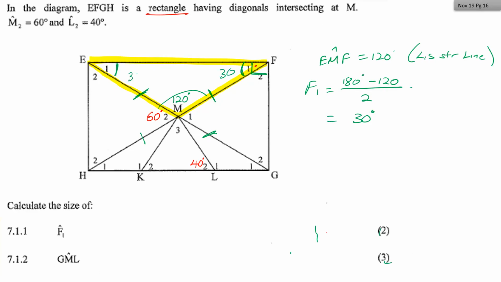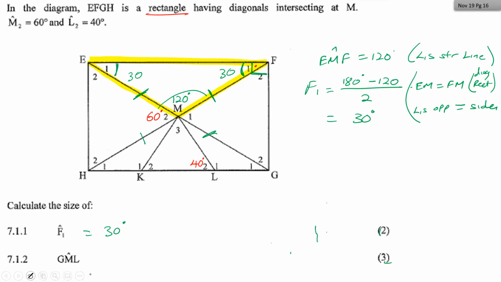And I need a reason for that. Firstly, I have to state that EM is equal to FM, and the reason why EM is equal to FM is diagonals of a rectangle. Then I can go on to say that it's equal to 30 degrees because of angles opposite equal sides, which basically means we have an isosceles triangle. So we got our F1 to be 30 degrees.